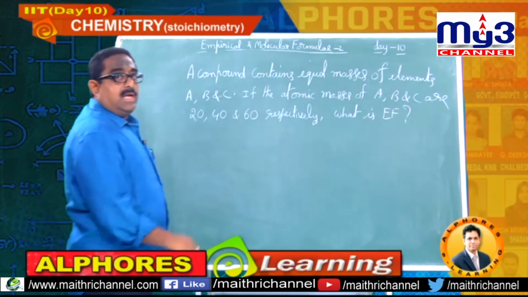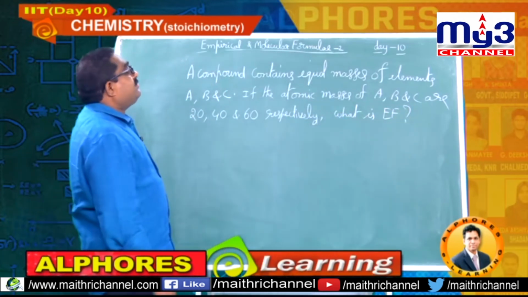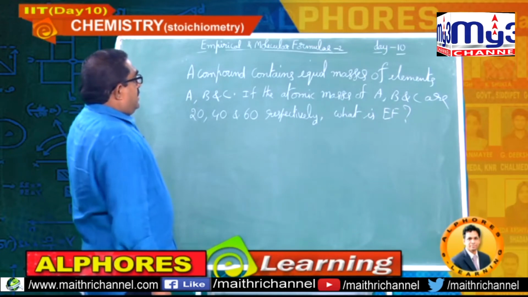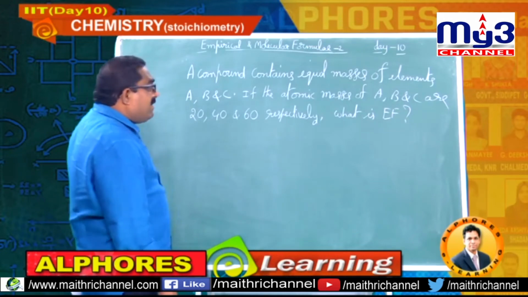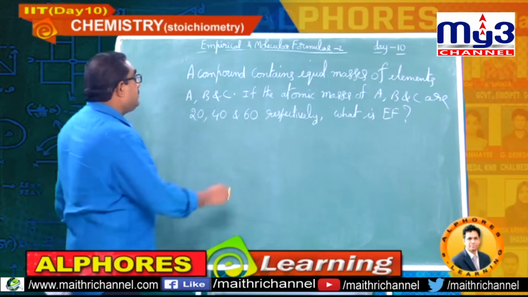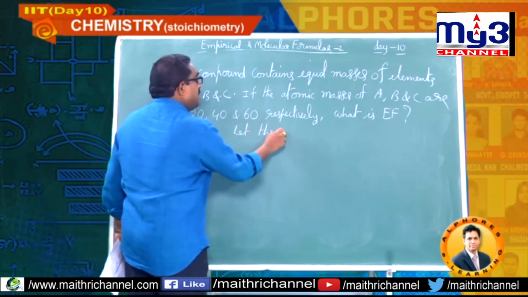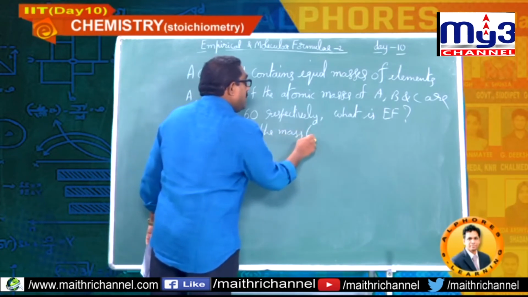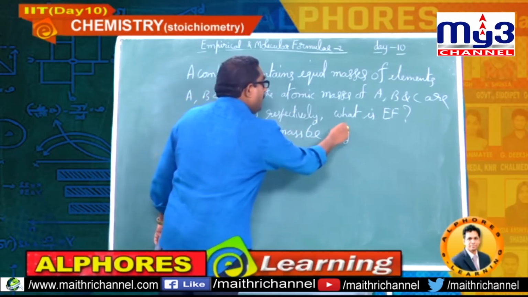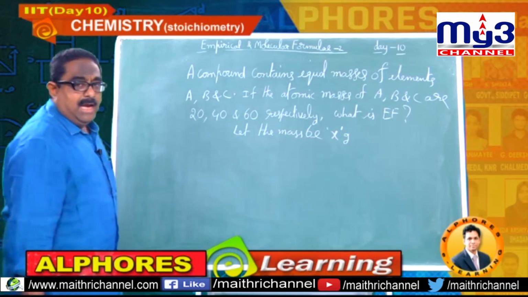What is the empirical formula? Equal masses of the elements he has given. I am writing the solution here. Let the mass be x grams for all the three, A, B and C.